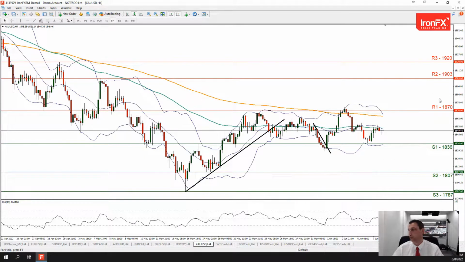To the upside, I would note the 1870, the 1903, and the 1920. More levels are present, I know it, but I think these are the most valid ones. To the downside, we have the 1836, the 1807, and the 1787. It's a nice, beautiful chart, people.